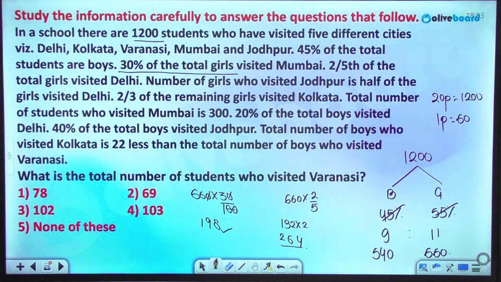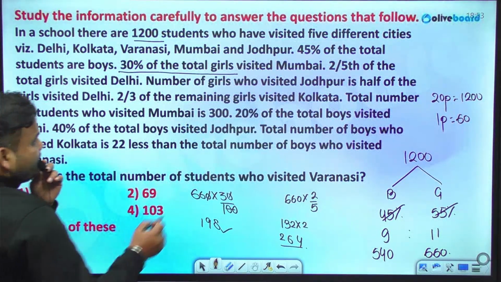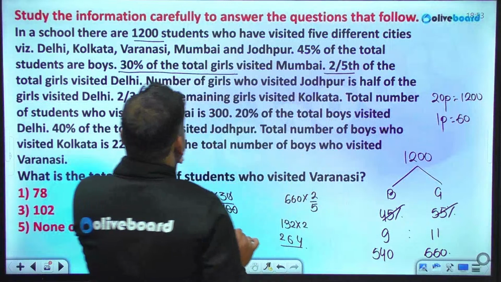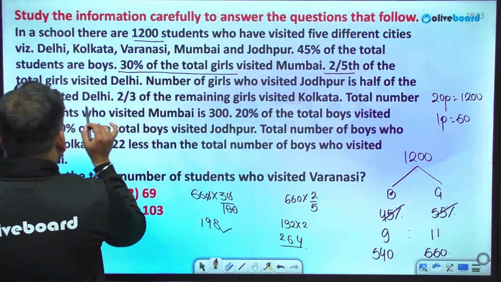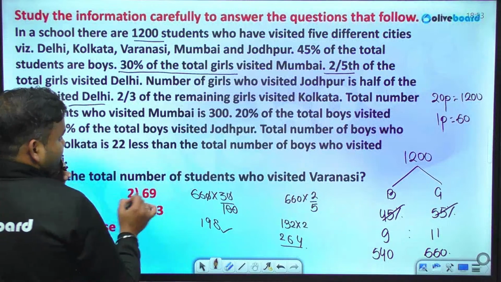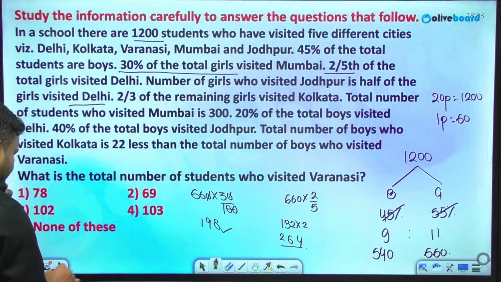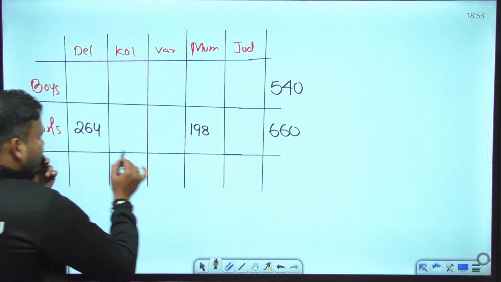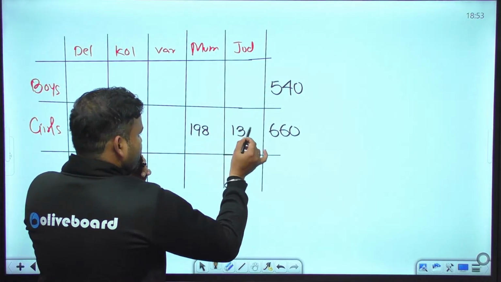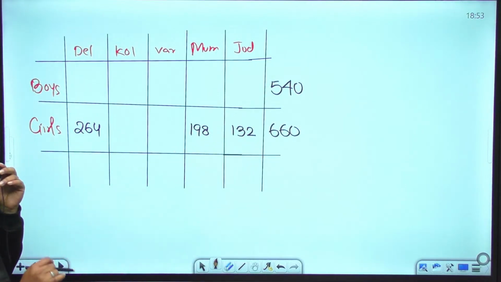Clear? Now the next data is, we have finished with this part. The number of girls who visited Jodhpur is half of the number of girls who visited Delhi. Jodhpur girls is half of Delhi. So for Delhi we have 264. Jodhpur will be half of this, that is 132. So we are done with 132.